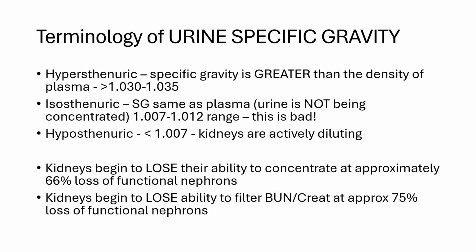The kidneys begin to lose their ability to concentrate urine once they have lost about 66% of their nephrons. Now they begin to lose the ability to appropriately filter out BUN and creatinine at about 75% loss of functional nephrons. So functionally, what this means is that you are going to see changes in an animal's specific gravity before you will see changes reflected on their chemistry panel.